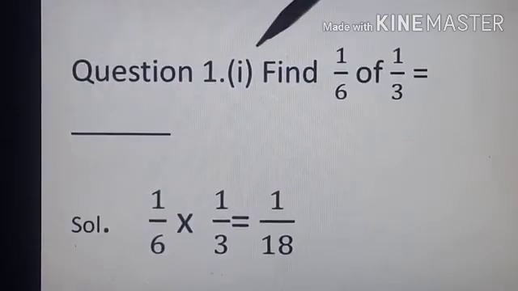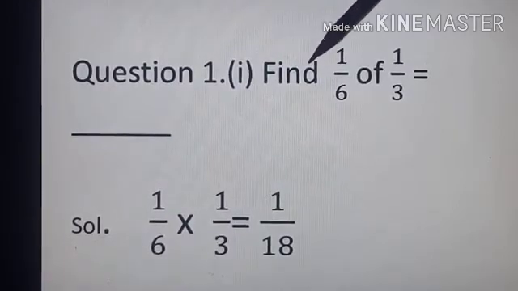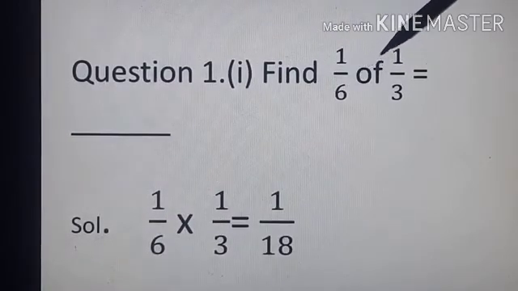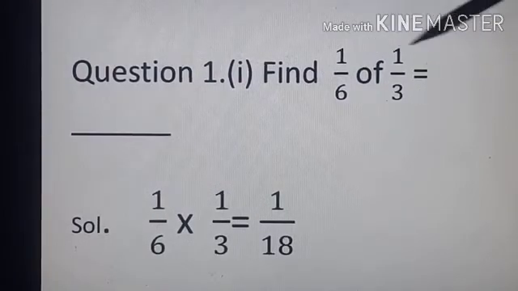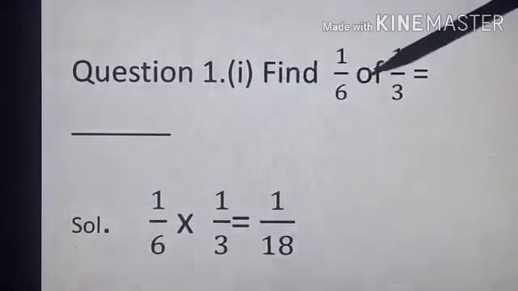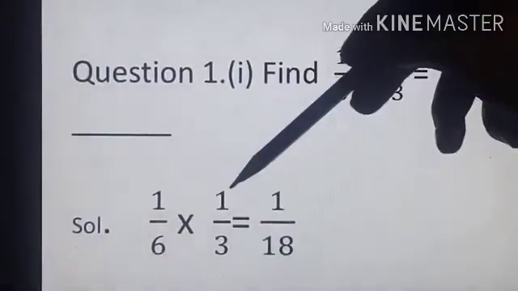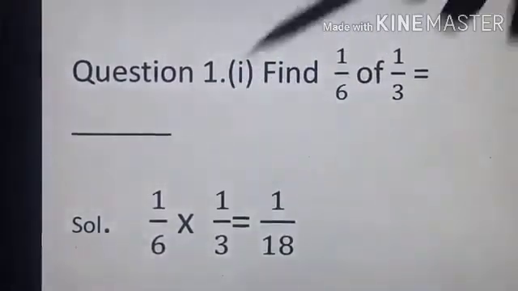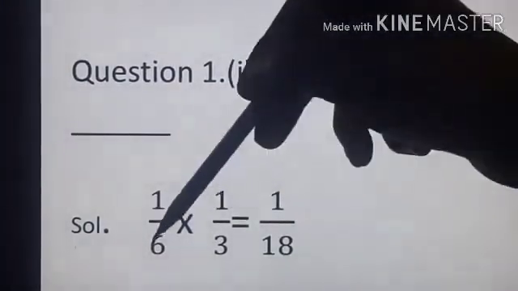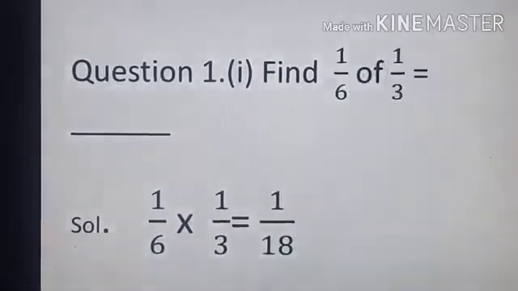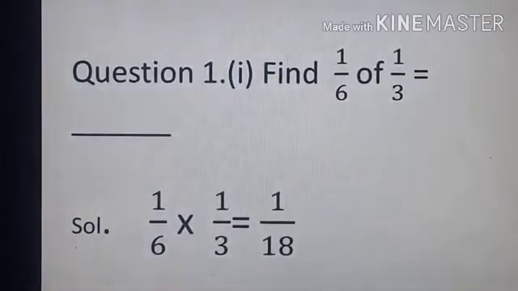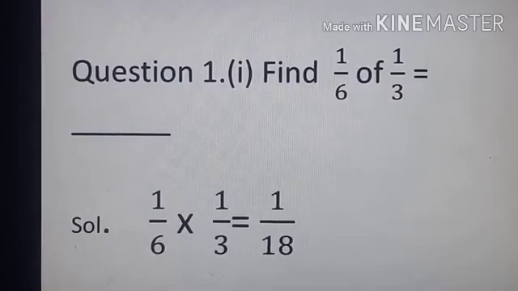Now first question, I part. Find 1 upon 6 of 1 upon 3. Now both are unit fractions. So 1 upon 6 of means multiply 1 upon 3. 1 into 1, no cutting is there now. 1 into 1, 1. 6 threes are 18. So our answer is 1 upon 18. Right?